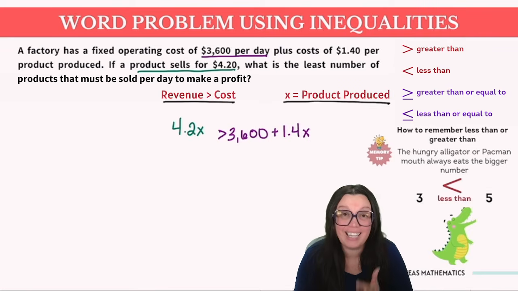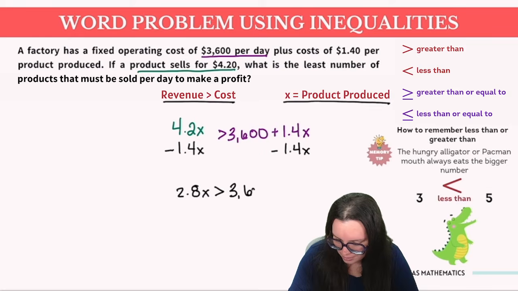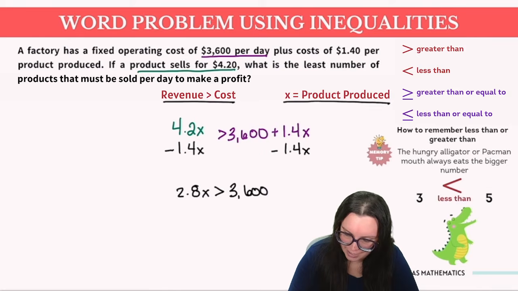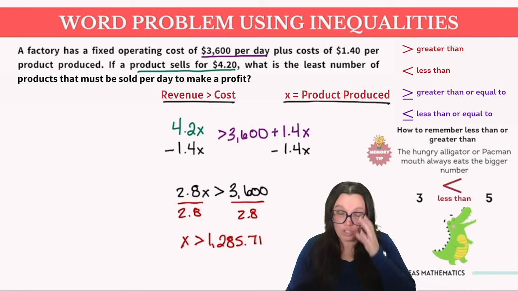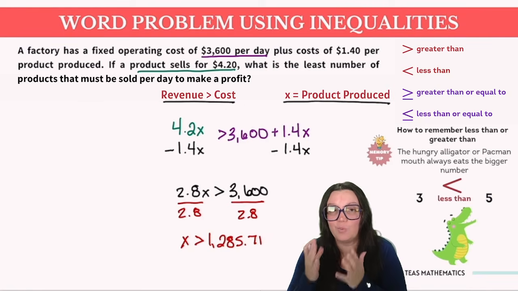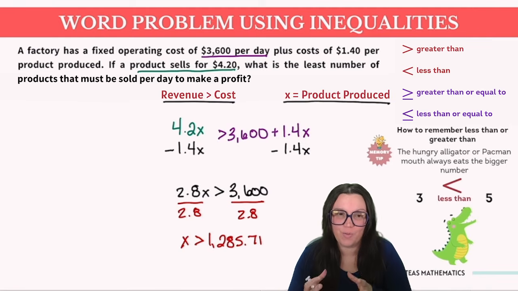So how are we going to do this? Well, we need to get x on one side. So we're going to minus 1.4x from each side, and that is going to give us 2.8x is greater than $3,600. We need to isolate for x. We do so by dividing each side by 2.8, and that is going to give us x is greater than 1,285.71. So if we round up, we need to sell at least 1,286 products in order to make revenue for this factory.